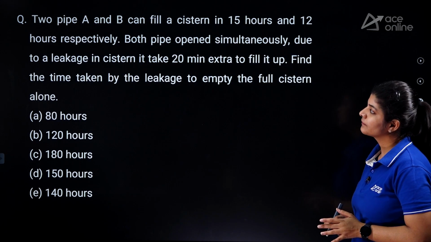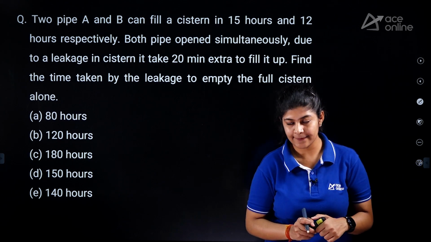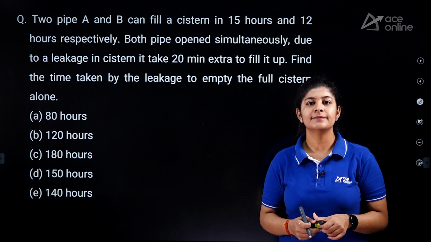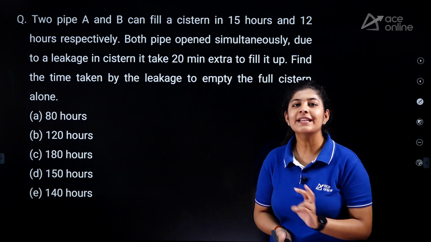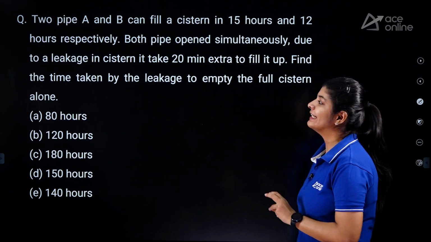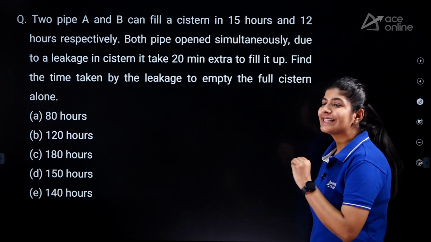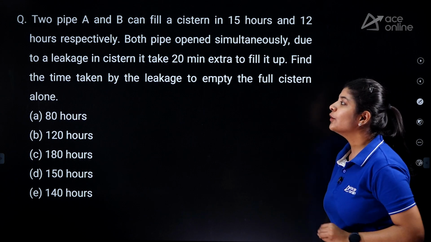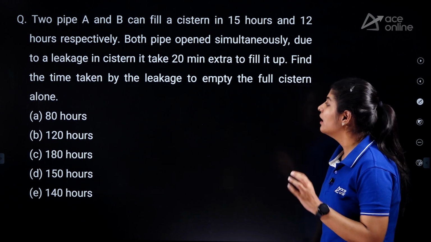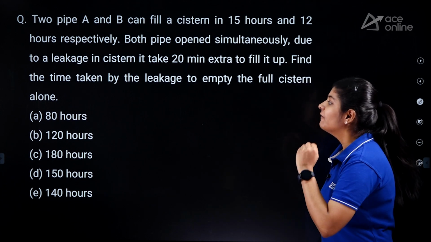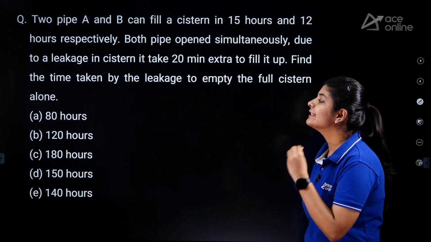Next. Okay, now here we are having a concept of pipes and cisterns. The question says that two pipes A and B can fill a cistern in 15 hours and 12 hours respectively. Both pipes are opened simultaneously. Due to a leakage in the cistern, it takes 20 minutes extra to fill it up. Find the time taken by the leakage to empty the full cistern alone.